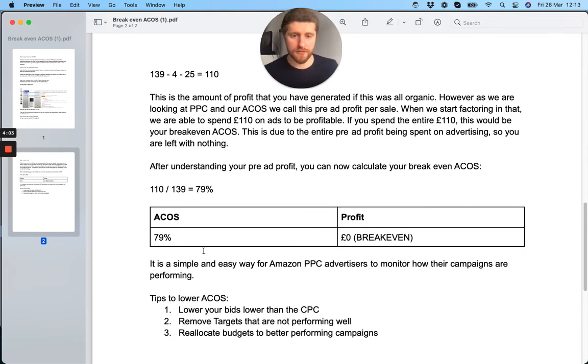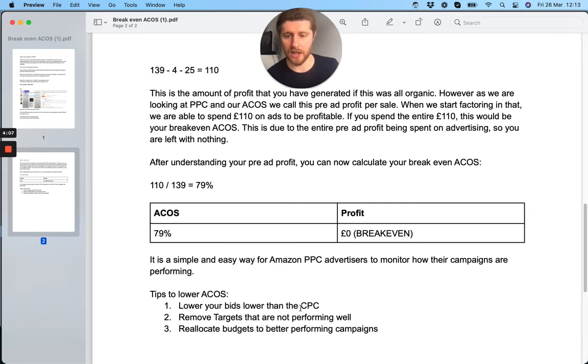There are also a few little hints that one of our junior account managers put at the bottom of the sheet. Very simple tips to lower the ACOS. Lowering bids to lower than the CPC, removing targets that aren't performing well, of course, and optimizing for performance on specific campaigns, as well as reallocating budgets from poor performing campaigns to better performing campaigns. So you always have to ensure that your budgets are working right for you and you're optimizing for performance.